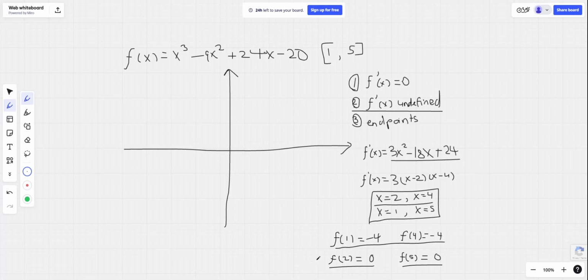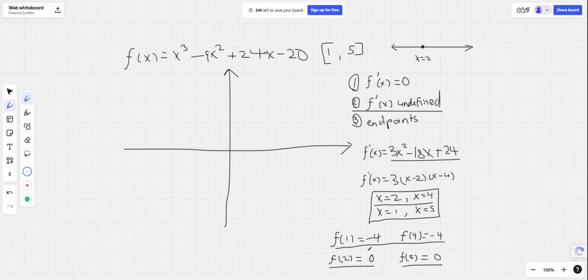The -4 is still the absolute minimum. Now, for the relative mins and maxes, these occur in the first two categories where the derivative is 0 or undefined. To figure out whether x equals 2 or x equals 4 is a relative min or max, we use the first derivative test. Let's look at x equals 2 first. We look at whether the derivative is positive or negative on the left or right of x equals 2.